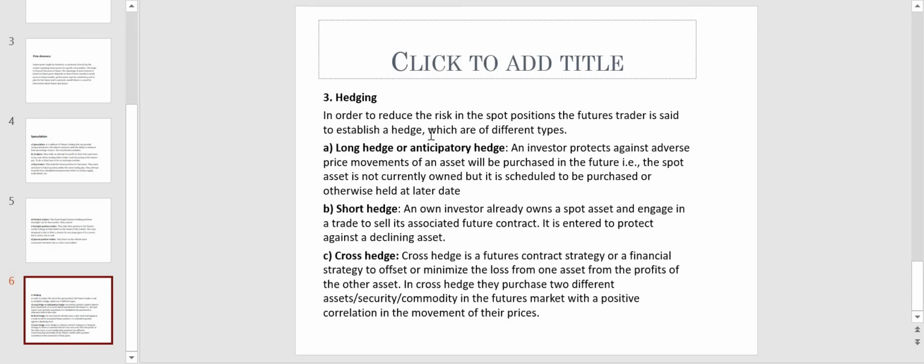So these are the different types of functions undertaken by futures market.